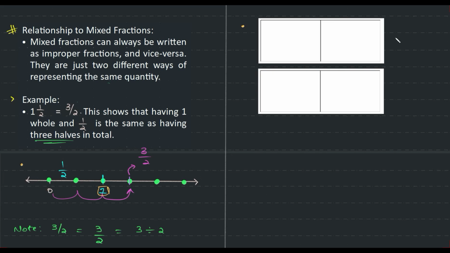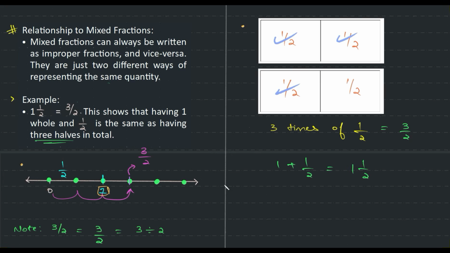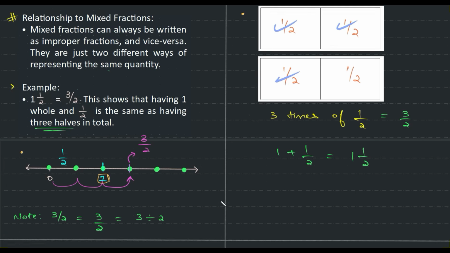Rectangular perspective. If this entire thing is a whole, this is half, this is half, this is also half, and this is also half. If we select 1, 2, 3, this is 3 times 1 by 2, that is nothing but 3 by 2. We can clearly see that there is a whole, plus we have chosen a half, so this can be written as 1 and 1 by 2. Remember all of this? We have done this. So that's how your mixed fractions and improper fractions are related.